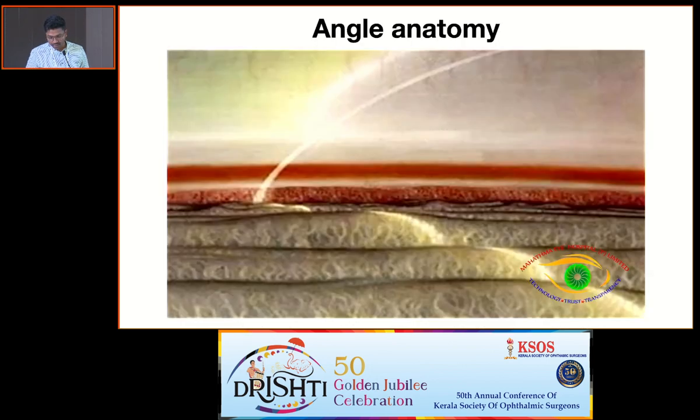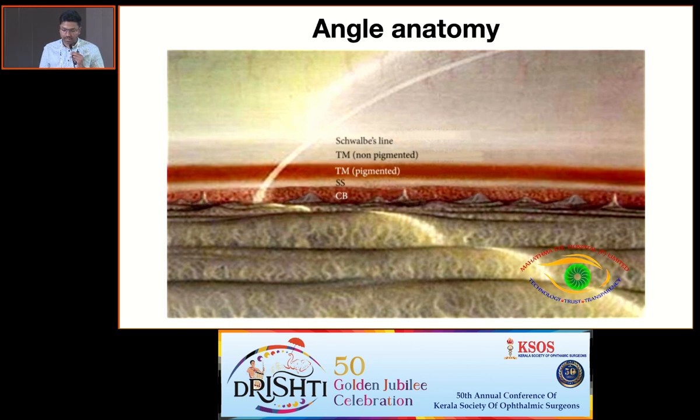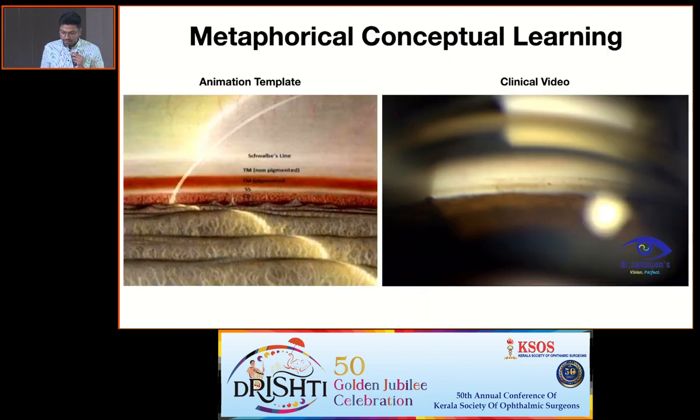So here we will be seeing the normal angle anatomy. It starts from the ciliary body and it extends up to the Schwalbe's line. You all will be oriented towards it. So I'm just giving you an animated example of what is happening inside the eye, along with the clinical video, to demonstrate what is there as an angle structure.